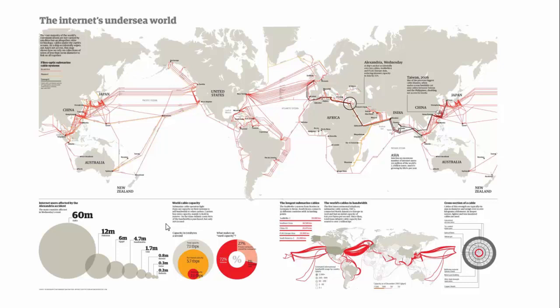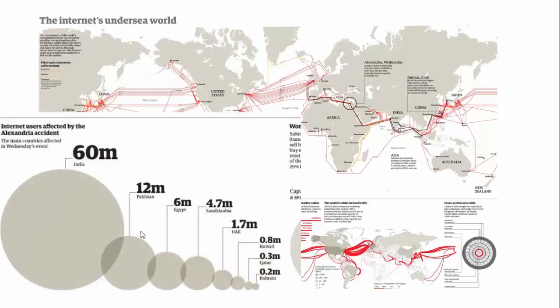You actually have to do some major work to get these fiber optic cables back together. So this news article was talking about this notion of the cable breaking, and at the bottom they had some graphs to compare. So let's zoom in to the one at the bottom left. This one was about how many people in each of these countries were affected by the Alexandria accident.